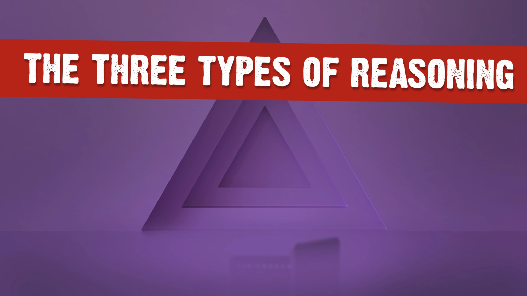Welcome back to Logical Thinking, and today I'm going to talk about the three main types of reasoning we use in logic. These three types are deductive reasoning, inductive reasoning, and abductive reasoning. I'll give you examples of each and try to explain when you'd want to use each and why.